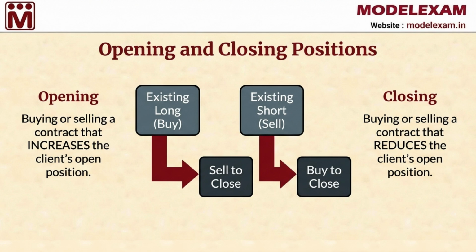Finally, let us clarify how you actually enter and exit these trades. Opening a position means taking a new trade, either buying or selling, which increases your total number of active contracts. Closing a position is the opposite. It means you are getting out of a trade to reduce your open contracts. If you originally bought a contract, you close it by selling it. If you originally sold one, you close it by buying it back. By doing this, you finalize your trade and lock in your results.